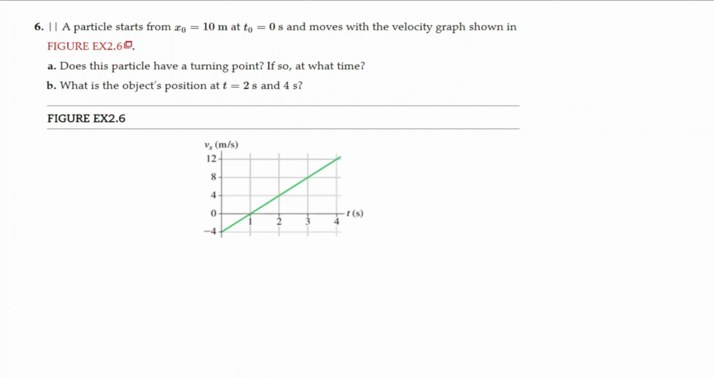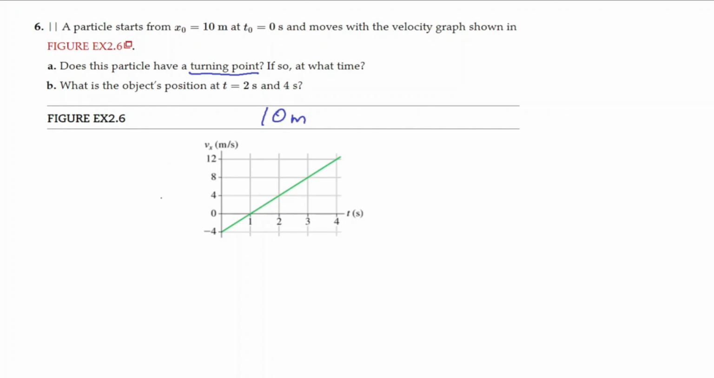All right, so let's take a look at number 6. In number 6, we have a particle that starts from x0 equals 10 meters. So it starts at a position of 10 meters at t equals 0 seconds and moves with the velocity graph shown in the figure. Does the particle have a turning point, and if so, at what time? A turning point means that the velocity is going from negative to positive, or rather it's going in one direction and then it's now moving in a different direction.